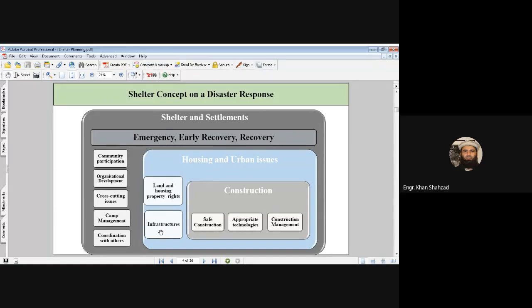Then coming towards infrastructures, most of the infrastructures are affected. So when you are going towards the construction of all these infrastructures or buildings or roads, we need safe construction, we need appropriate technology, so that we can make this safe construction as early as possible, so that we can shift the people from these evacuation centers or from shelters to permanent housing and construction management. So all these things, safe construction, appropriate technology, and construction management, are interrelated with each other.